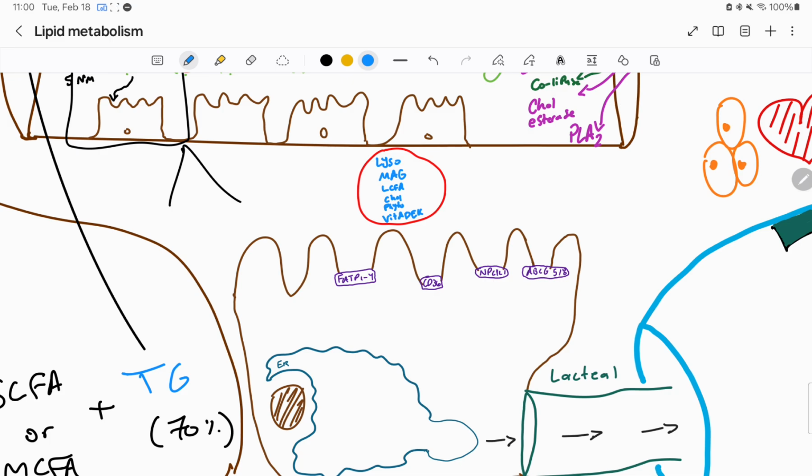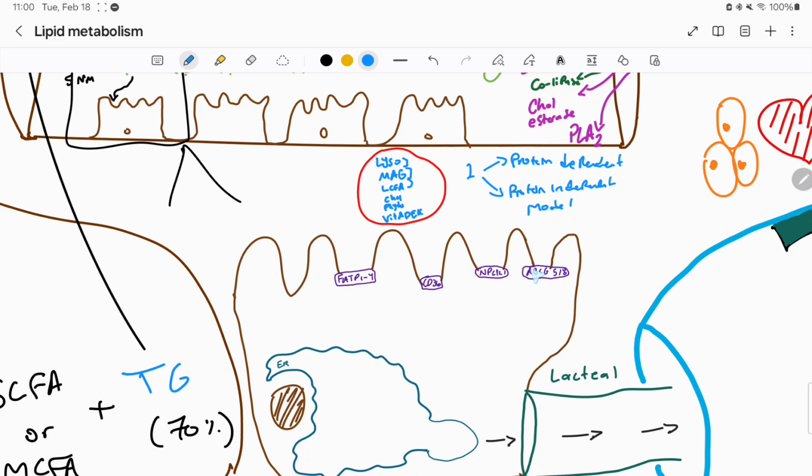So with that being said, you have two types of fat digestion. And specifically, when it comes to lysolecithin, monoacylglycerols, and fatty acids, you actually have two types of absorption. One of them is a protein dependent model. The other one is a protein independent model.